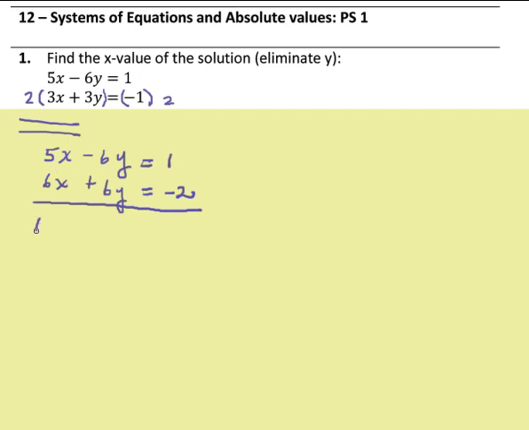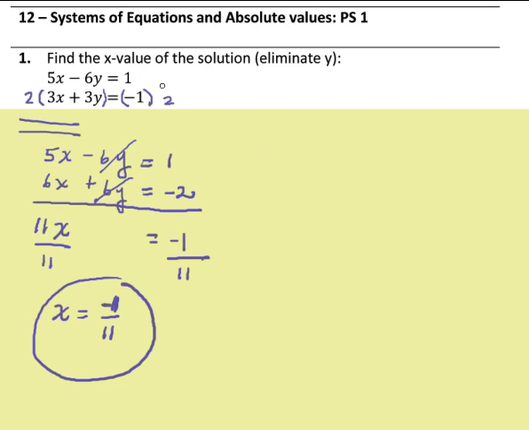So here we have 11x. These cancel. That's how we arranged it. And this is minus 1. And just continue solving in the usual way for x. Divide both sides by 11. And we have x is equal to minus 1 over 11. Now we won't continue and figure out what y is in this example because we were only asked to find the x value.